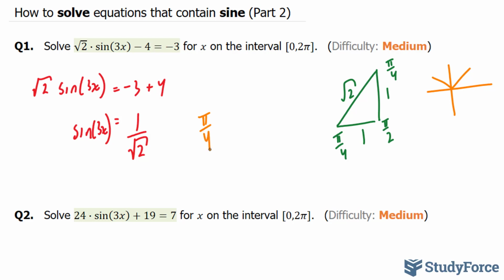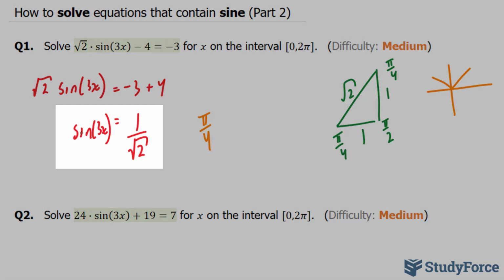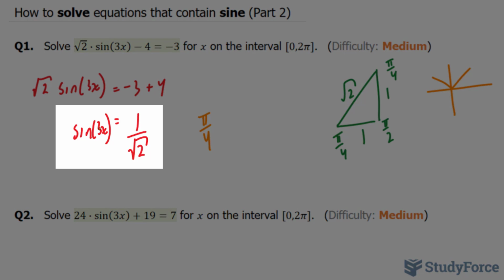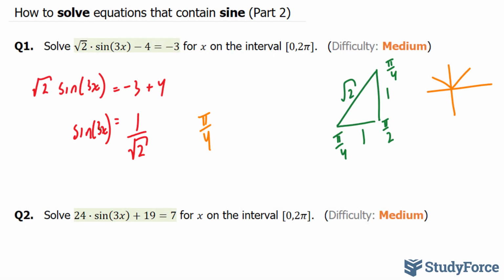Now, keep in mind something, that normally we have sine and simply x in the middle, but here we have sine 3x. So in this situation, what we have to do is take pi over 4, this number, and make it equal to 3x. Solving for x would give us the correct angle.